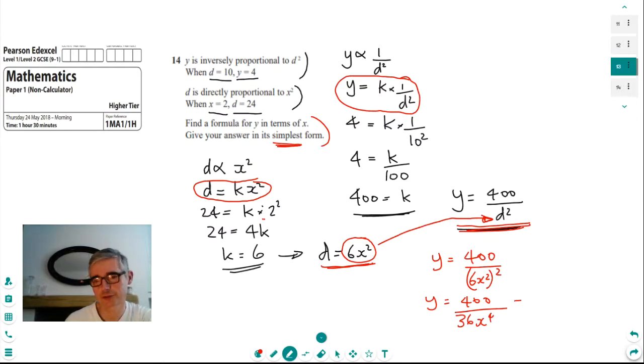So we can simplify this fraction by looking for a number that goes into 4 and 36. So we can first of all say, right, let's divide top and bottom by 4. So that'll give me 100 over 9x to the power 4, because 9 fours is 36. And we've actually done it. There's nothing that we can do to this fraction that will make it any simpler. So there is our final answer. y is equal to 100 over 9x to the power 4.